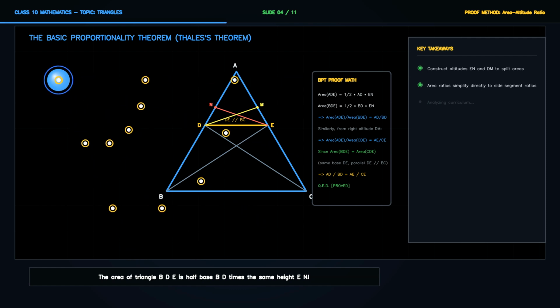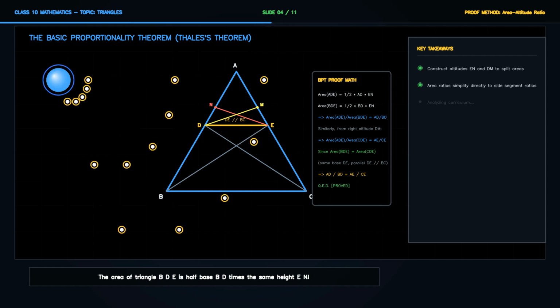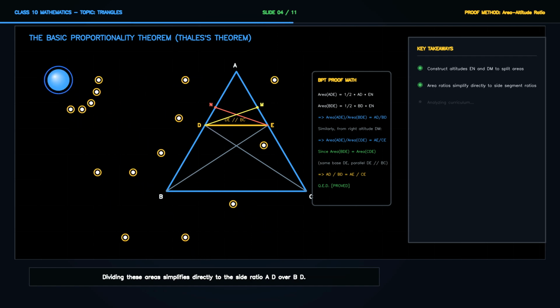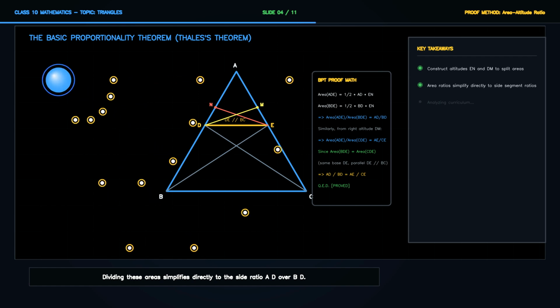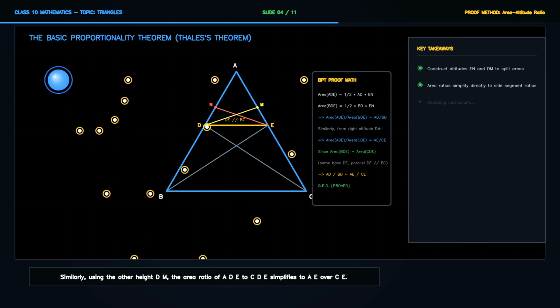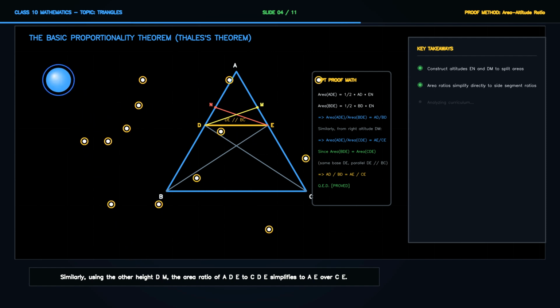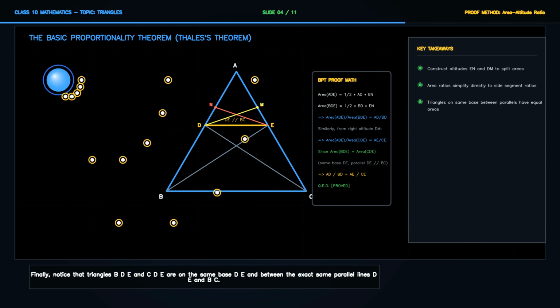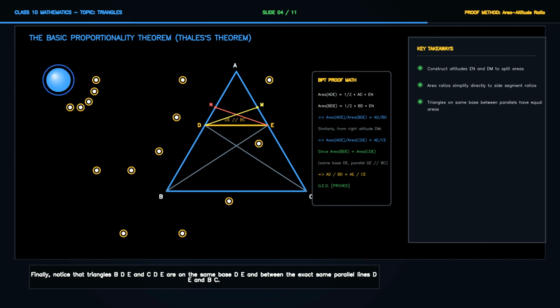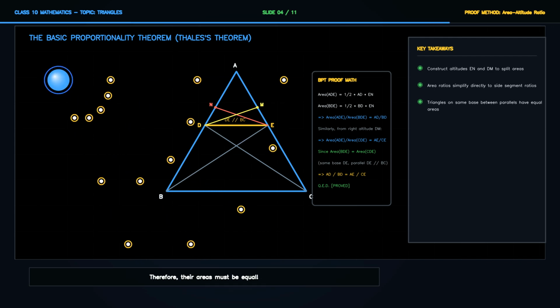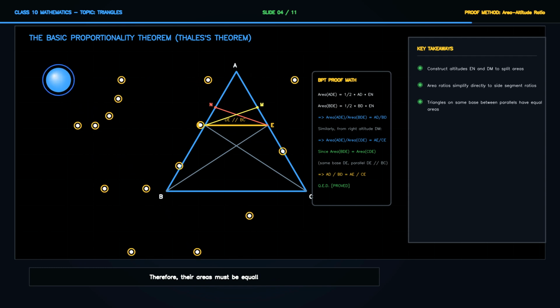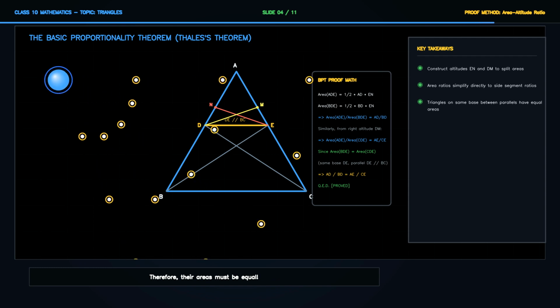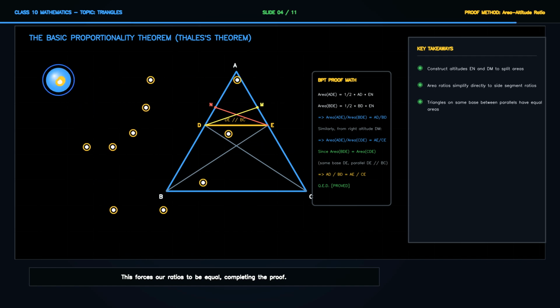The area of triangle ADE is half base AD times height EN. The area of triangle BDE is half base BD times the same height EN. Dividing these areas simplifies directly to the side ratio AD over BD. Similarly, using the other height DM, the area ratio of ADE to CDE simplifies to AE over CE. Finally, notice that triangles BDE and CDE are on the same base DE and between the exact same parallel lines DE and BC. Therefore, their areas must be equal. This forces our ratios to be equal, completing the proof.